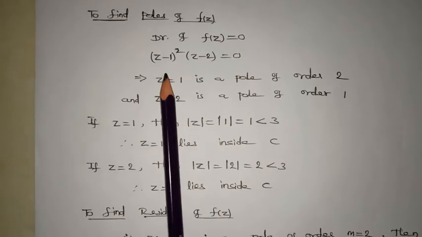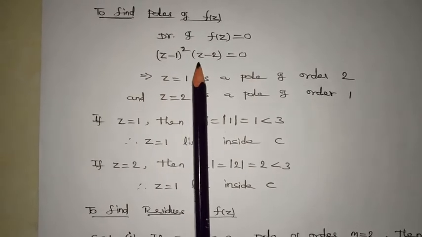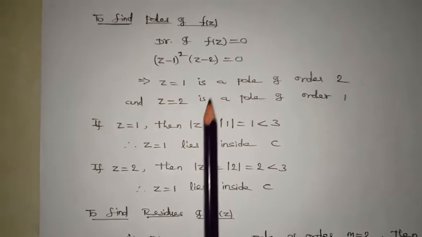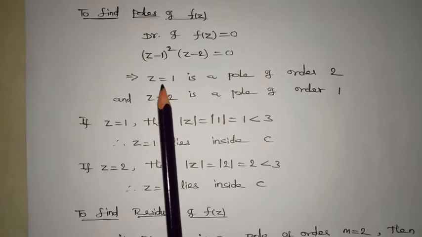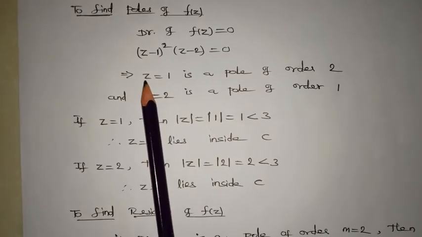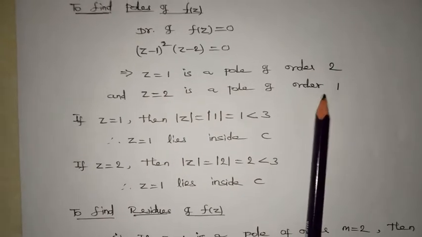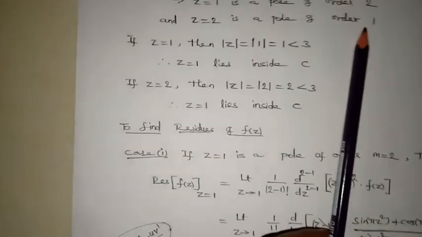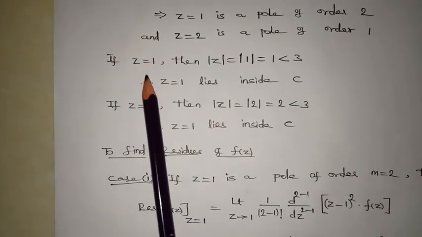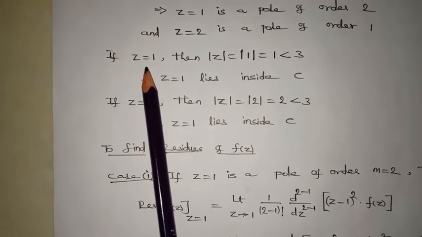After that, separate this: (z minus 1) whole square is equal to 0 and z minus 2 equal to 0. After simplification, you will get this. z equal to 1 is a pole of order 2 and z equal to 2 is a pole of order 1. Now check what are the poles inside C and what are the poles outside C.